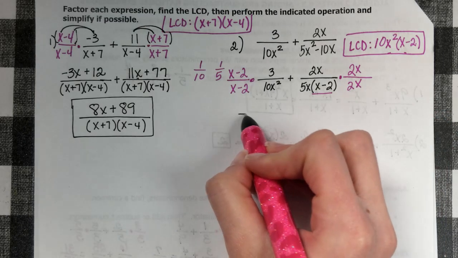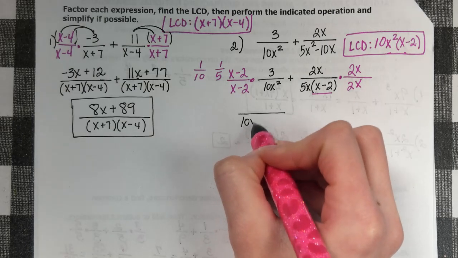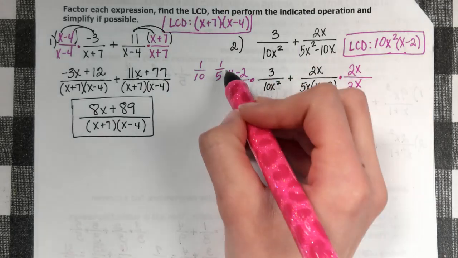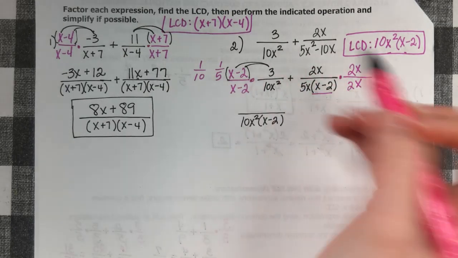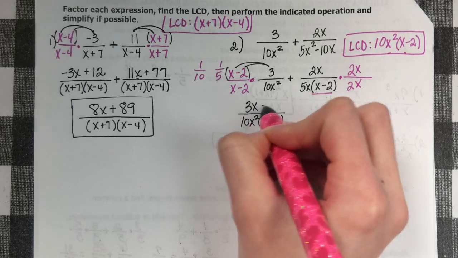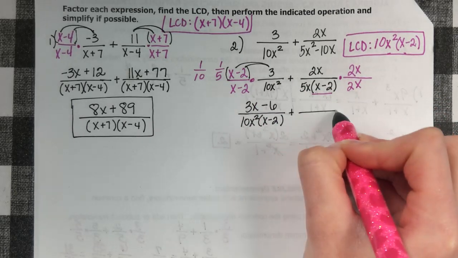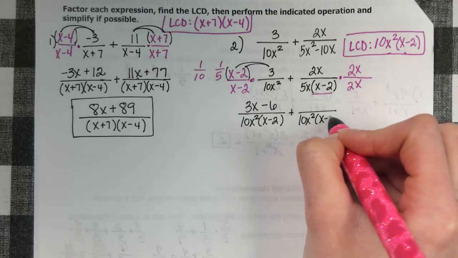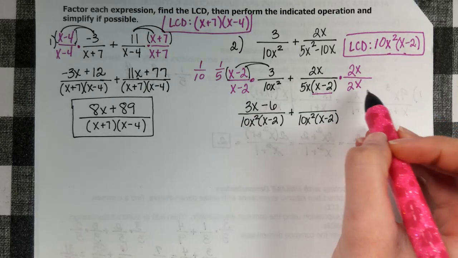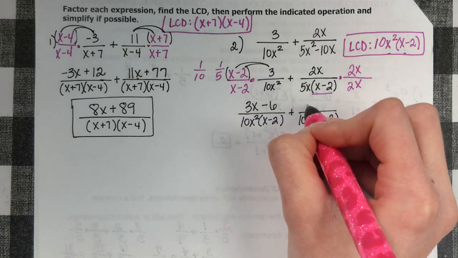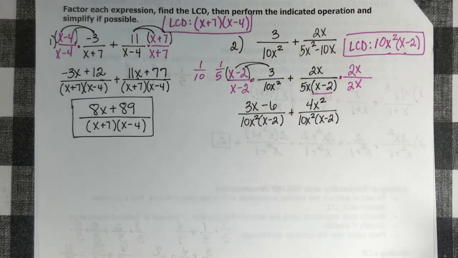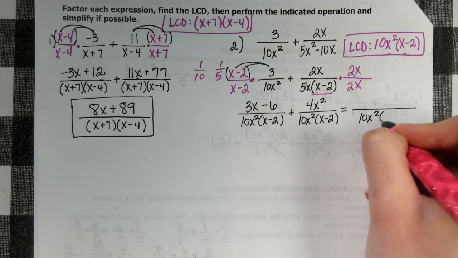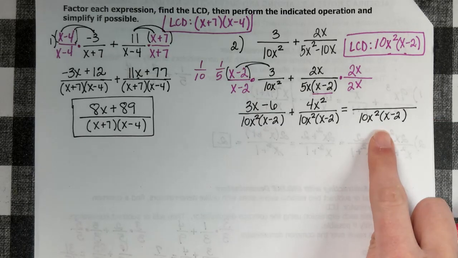So now my two fractions, my denominators are my 10x squared, x minus 2. And then my numerator, I'm multiplying 3 by x and negative 2. So that becomes 3x minus 6. Plus, my denominator again becomes 10x squared times x minus 2. And then my numerator, what's 2x times 2x? 4x squared. So now I have common denominators. I can combine my numerators and put it over that denominator.